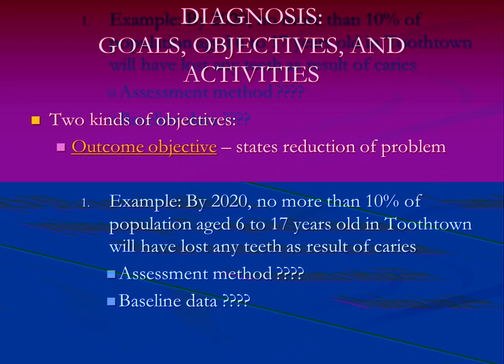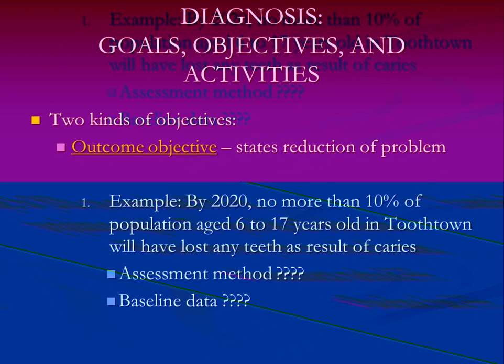So in this particular instance, the assessment, how are we going to assess whether anybody lost any teeth as a result of caries? We're probably going to do a clinical screening. And we're going to do either a BSS or a DMFT. And then we're actually going to look at, if we do the DMFT or the DMFS, we're going to look at that missing component specifically.